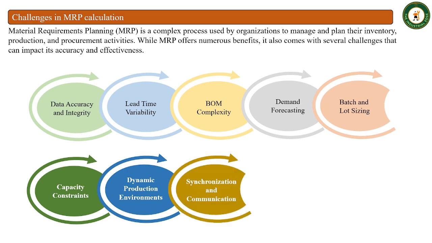Eighth, synchronization and communication. MRP involves various departments and functions, including production, procurement, inventory, and sales. Lack of effective communication and coordination among these departments can lead to misunderstanding, delay, and misaligned plans.